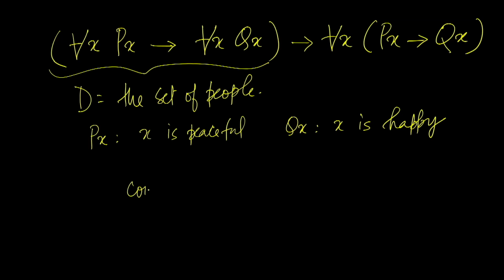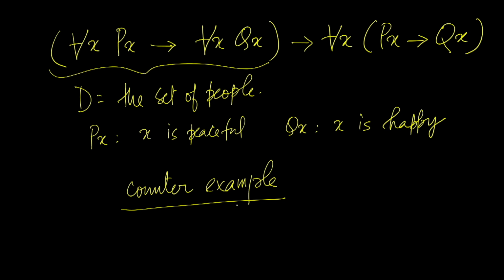What does the consequent say? It says that for every single individual, if that individual is peaceful, then he is happy. That may not be the case, because this individual might be surrounded by quarrelsome people. So even if he holds the peace, his neighbors may not. Therefore, he may not be happy. Therefore, this is a counterexample to establish that this statement is not logically valid.